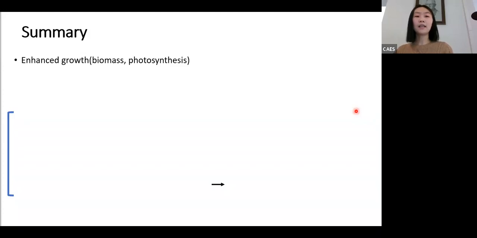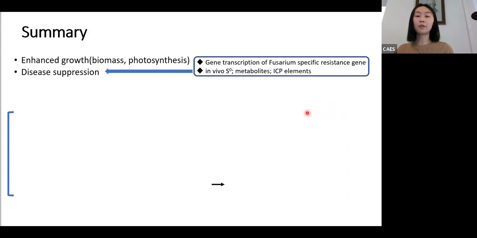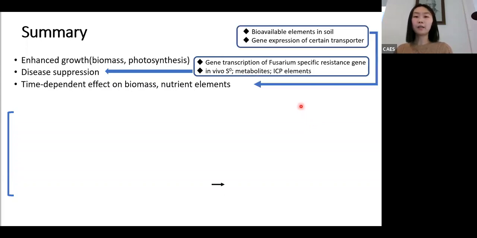For the summary, in this study we observed enhanced growth of biomass and also increased photosynthesis parameters of tomato plants. We saw that the sulfur treatment suppressed the Fusarium disease of the plants. To understand this result, we did the gene expression, in vivo imaging, ICP elemental analysis and the metabolomics. For the time-dependent effect, we used the ICP and the qPCR to understand this mechanism.